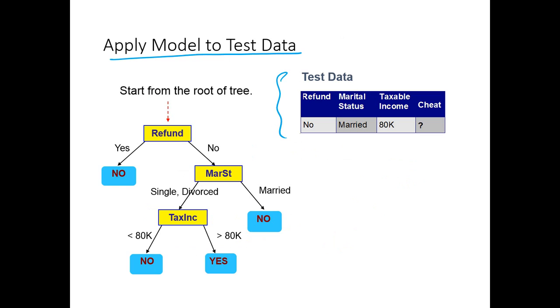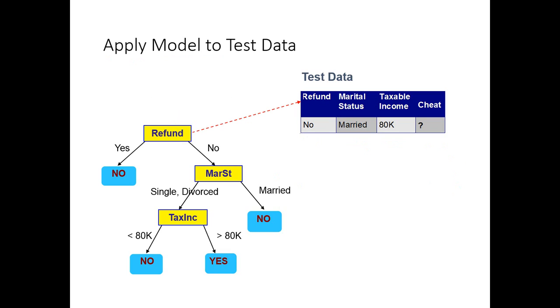So here is an example. This is a test data. Refund status is no, marital status is married, taxable income is 80k. What is going to be the result? Refund status is no, so we are here. Marital status is married, so we are here, right? So it's straight away no. You don't even have to look into what the taxable income is. So cheat is no. That's the final answer for us, that he is not going to cheat. So we are now able to categorize this individual as somebody who is not going to cheat.